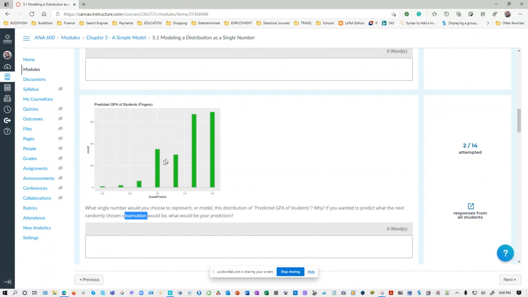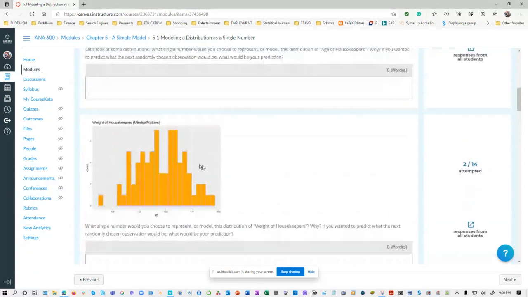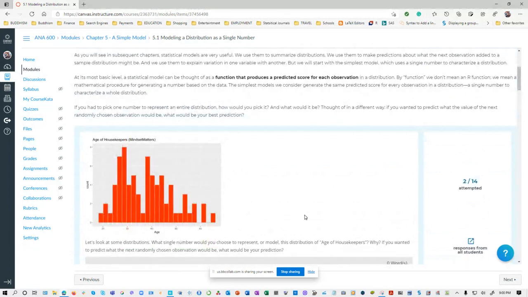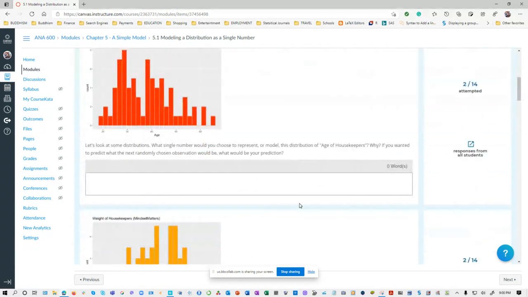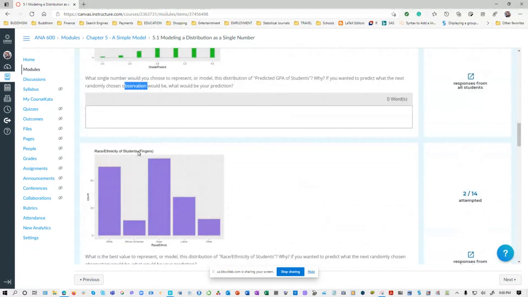This looks like a left skewed predicted GPA. This is more like a bell shape. This is more like a right skewed. You can remember those three shapes mainly. In addition to that, there's a flat line called the uniform. Now, this is a bar graph.